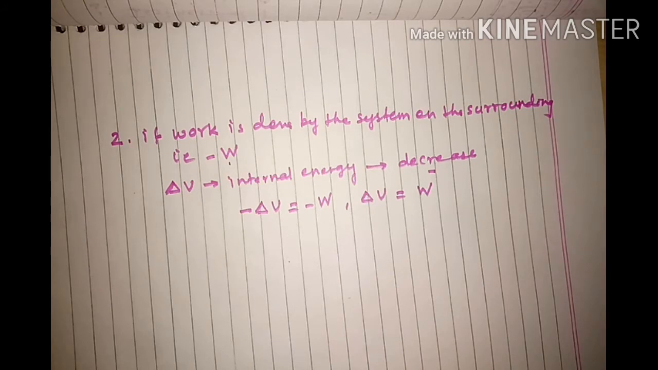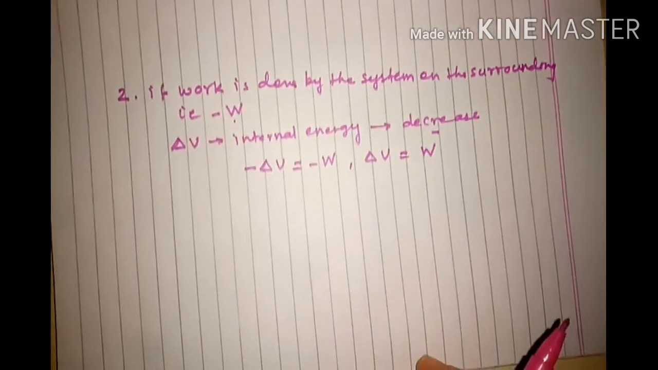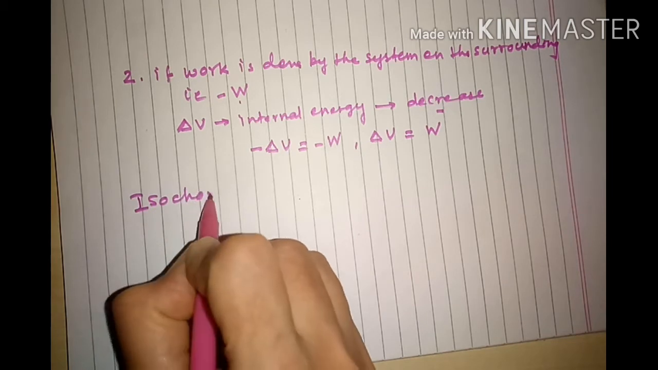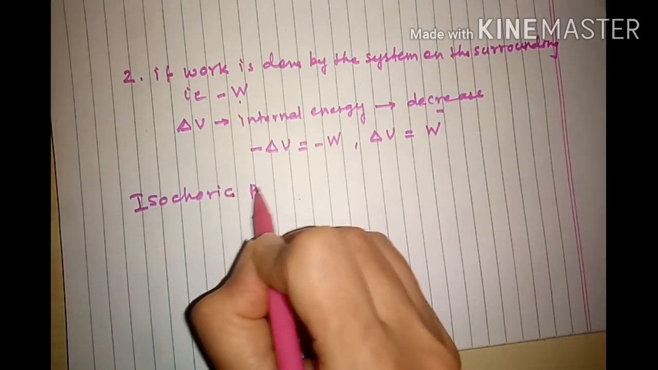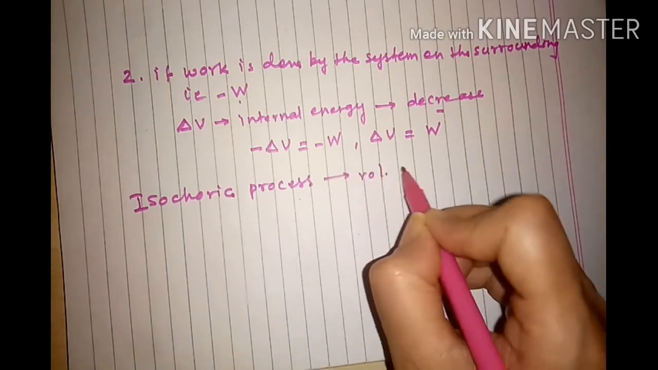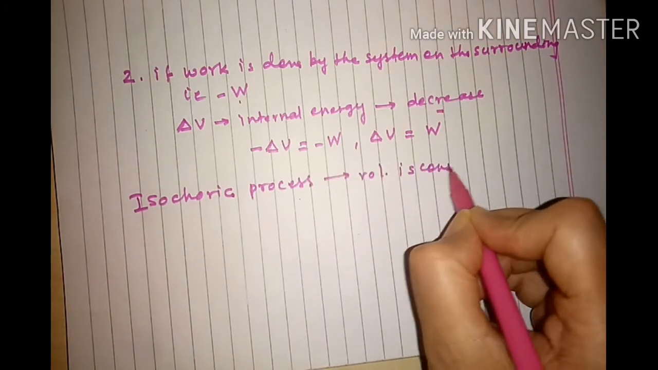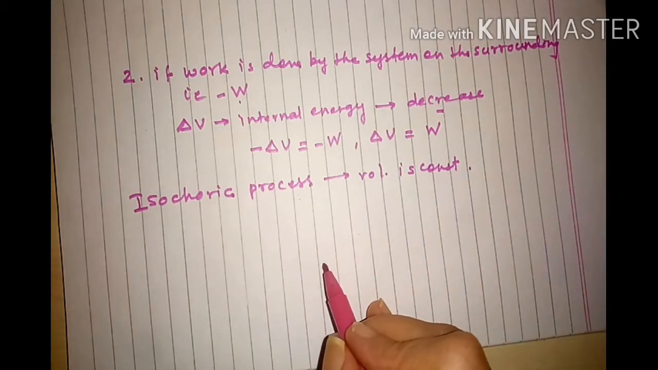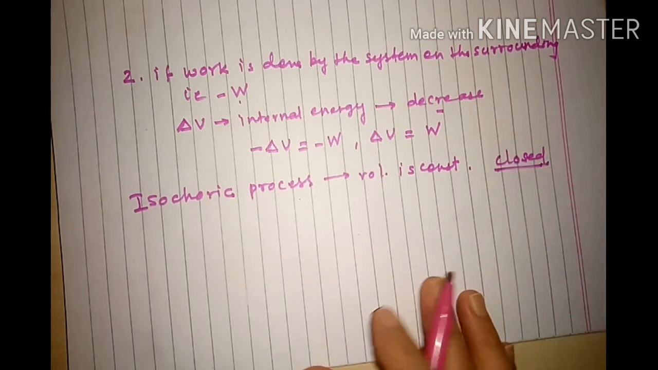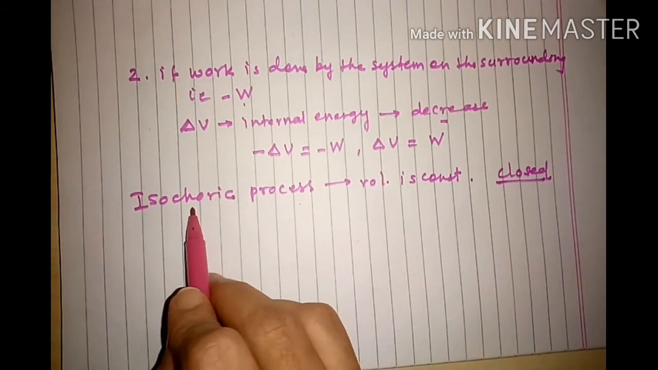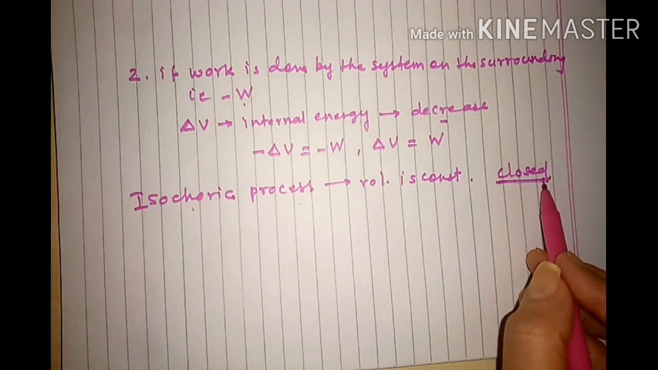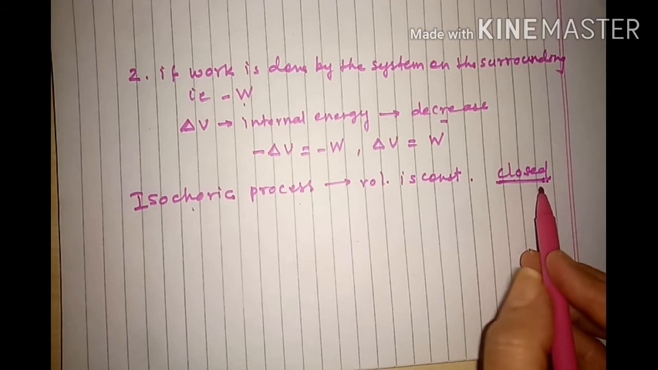Now come to the third point, that is isochoric process. It means that the process is carried out at constant volume. In this particular process, volume is constant. As the reaction is carried out in a closed container, remember this is important here. If you want to maintain the condition as isochoric process, the reaction or the process should be carried out in a closed container. So volume of the system will remain constant.